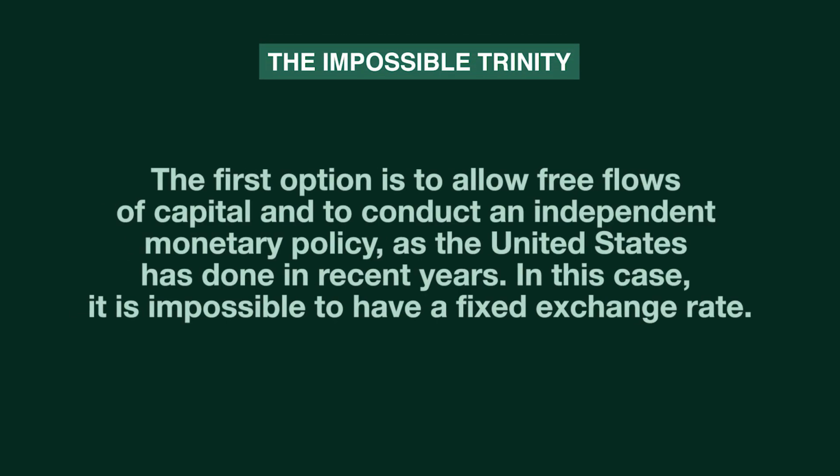The first option is that which was followed by the USA, where the USA had free capital flow and had an independent monetary policy. But what we had to do is to allow the free capital flow and to have independent monetary policy. It was impossible to have a fixed exchange rate. That is, the exchange rate was floating in this country to maintain the foreign currency equilibrium in the economy.